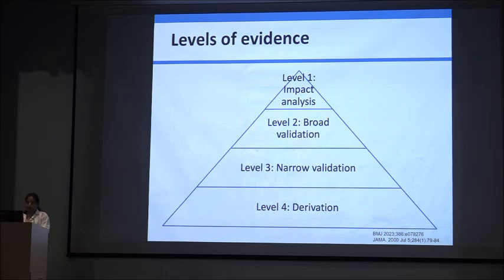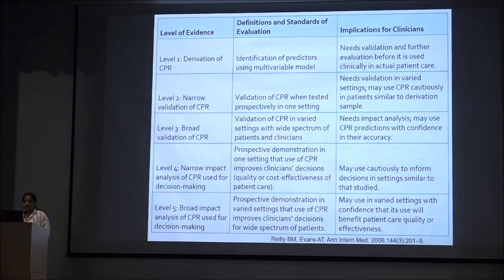When we talk about clinical prediction models, the lowest level, level 4, is a model that has been derived but not validated. So level 4 is just derivation without validation. A model which is derived and then validated in a number of different settings is level 2. And finally, a model that has undergone impact analysis, so the assessment of the effectiveness of that model in a clinical setting, constitutes the highest level, which is level 1. So what does this mean in terms of implications?